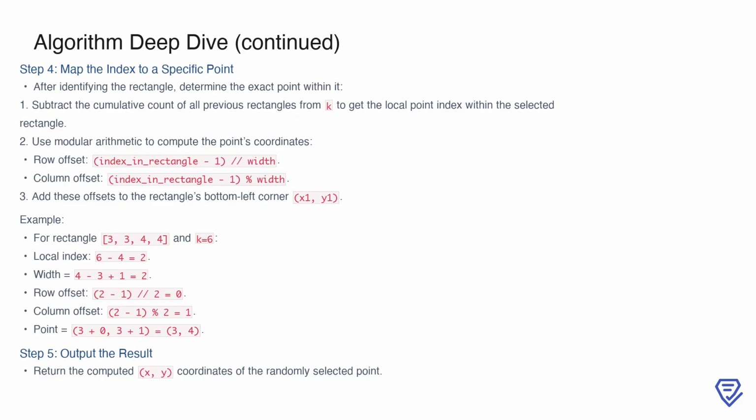Next, we calculate the row and column offsets using modular arithmetic. The row offset is index_in_rectangle // width, and the column offset is index_in_rectangle % width, where the width is x2 - x1 + 1. For rectangle 3 3 4 4, the width is 4 - 3 + 1 = 2. Using these offsets, we add the row and column adjustments to the bottom left corner of the rectangle, x1 y1, to obtain the exact point. In this example, the point corresponding to k equals 6 is (3 + 0, 3 + 1) = (3, 4). Finally, we return the computed coordinates as the result.